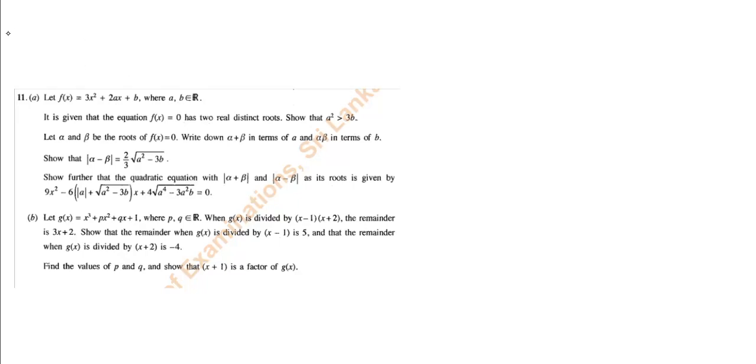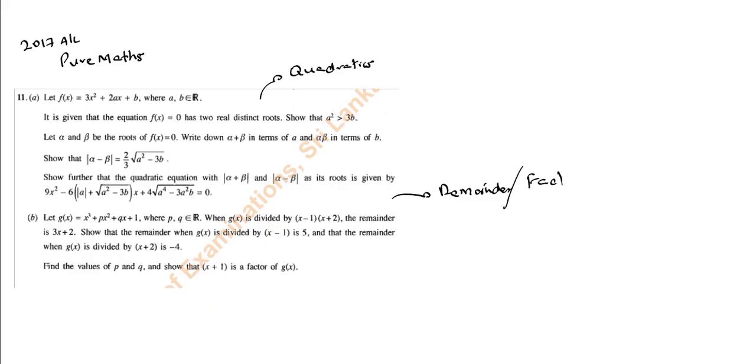In today's video, we are going to discuss the 2017 A-Levels Pure Maths paper, question 11, part B. So the top part of the question is quadratics, and the bottom part of the question is remainder and factor theorem, basically polynomials. Okay, we'll discuss.